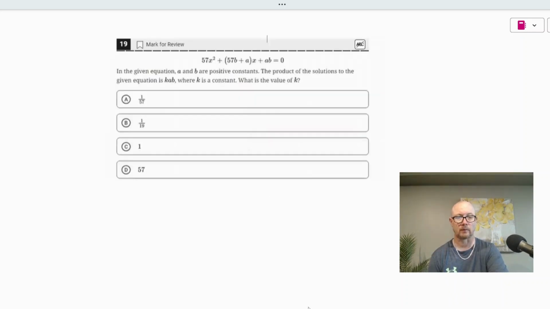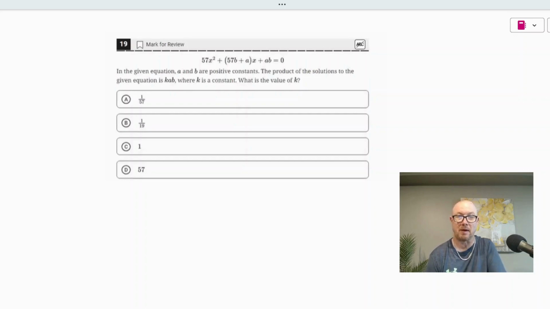All right, so let's use this on a sample SAT problem. All right, so let's try this one. In the given equation, A and B are positive constants. The product of the solutions to the given equation is K times A times B, where K is the constant. What is the value of K?